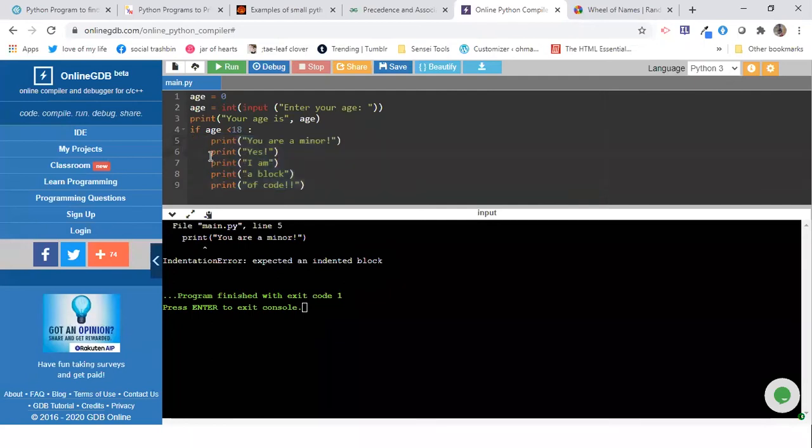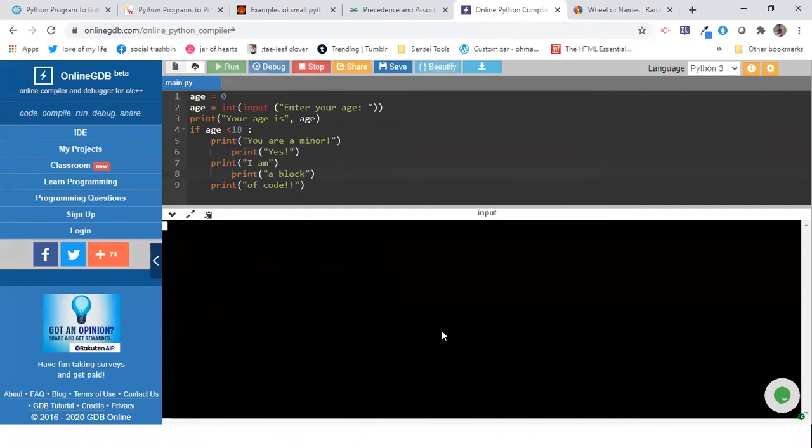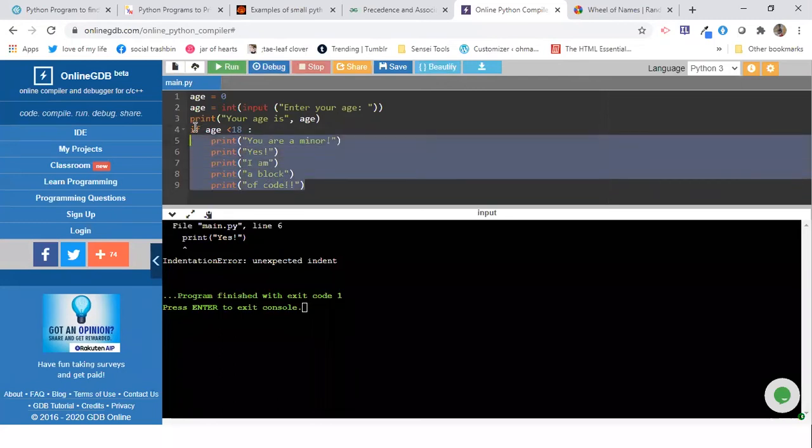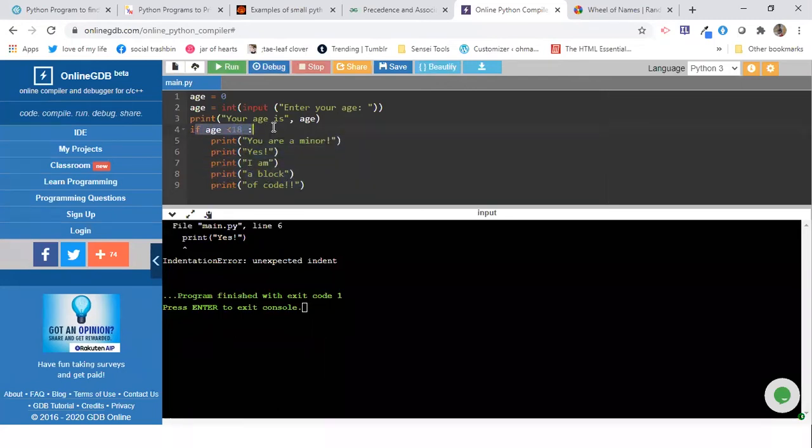What if hindi sila pantay-pantay? Makulit ka kasi eh. This will give you error. What if sobra naman? This will give you error. It is important na pantay-pantay sila or same number of spaces after the block. As long as you intend na itong lahat ay under ng if statement. Okay? Is that clear?